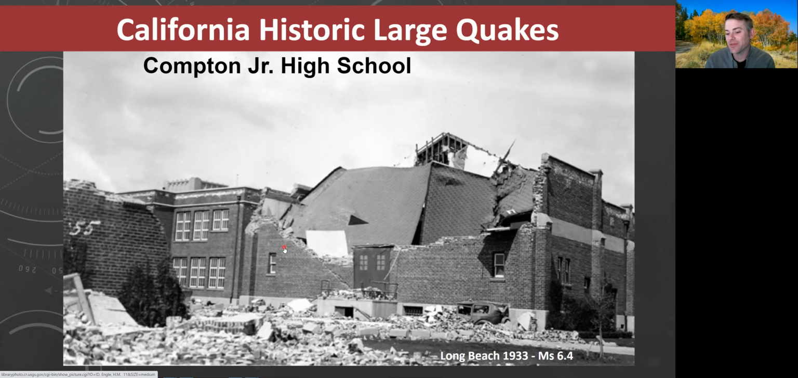So this is why we also don't have old brick school buildings in California very much anymore, unless you went to Turlock High. The old Performing Arts Center at Turlock High is old and brick, and they've done their best to retrofit it as much as possible. But should there be a really big earthquake nearby, that is not the building I would want to be in.